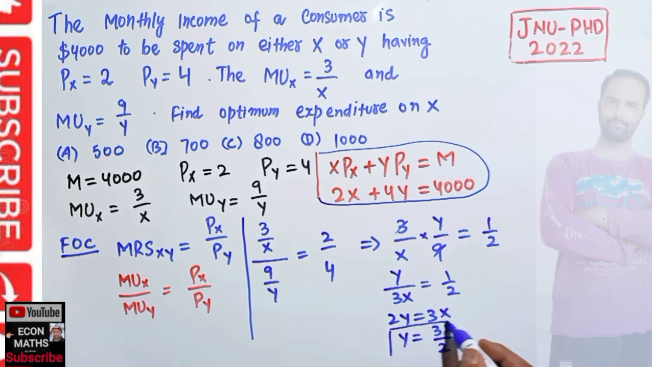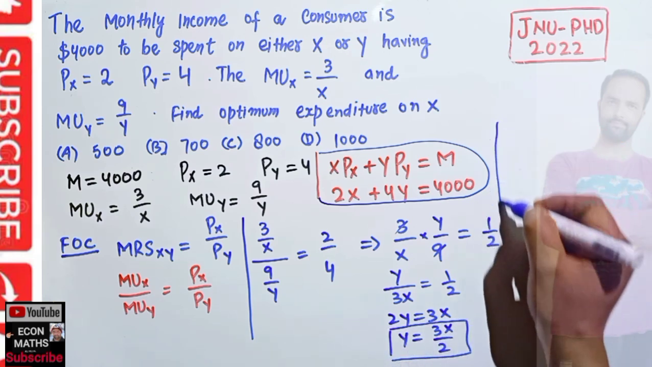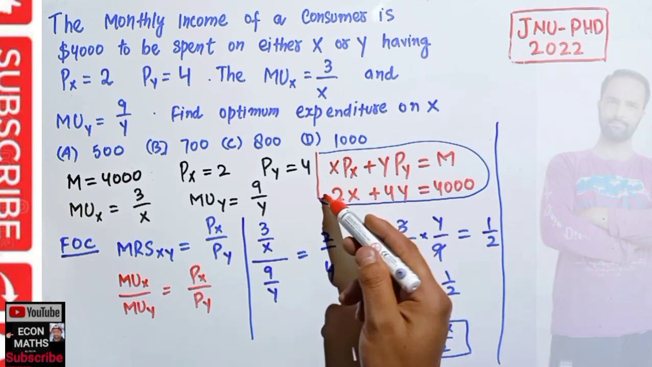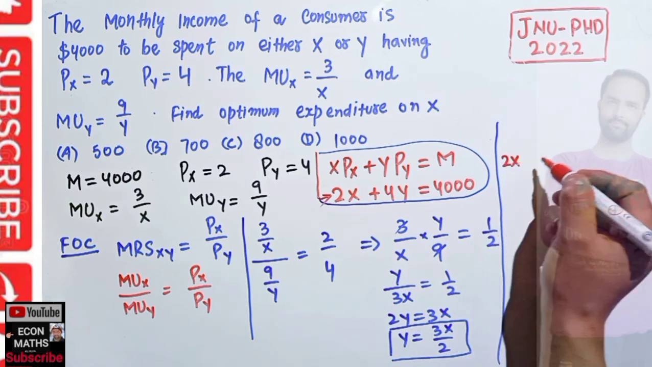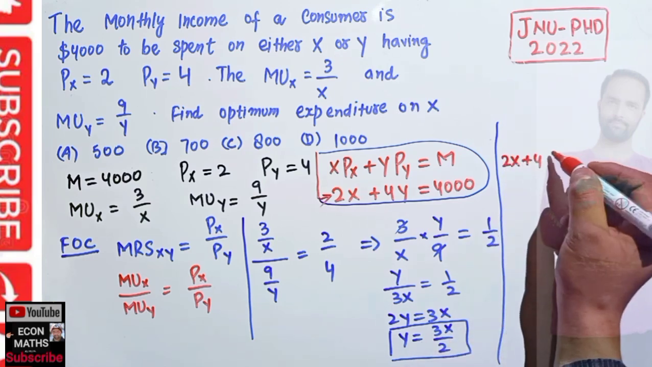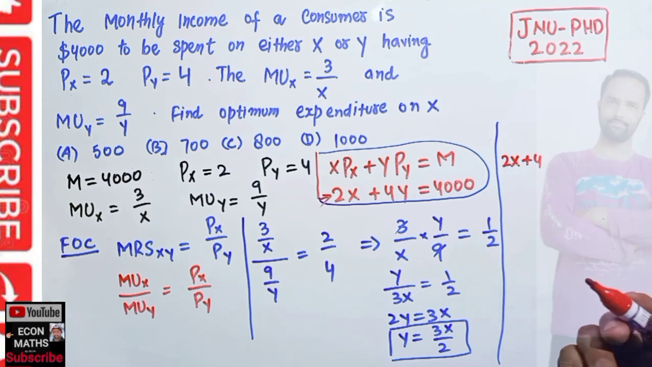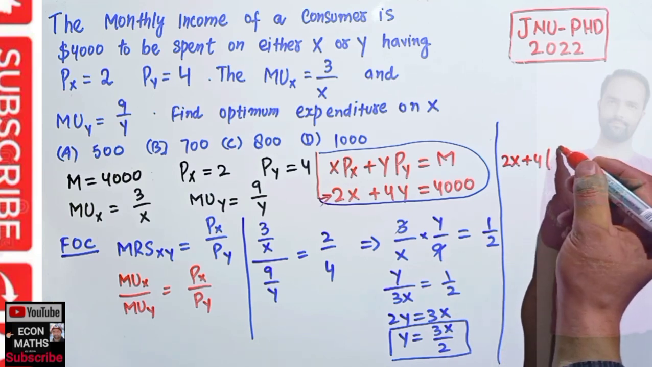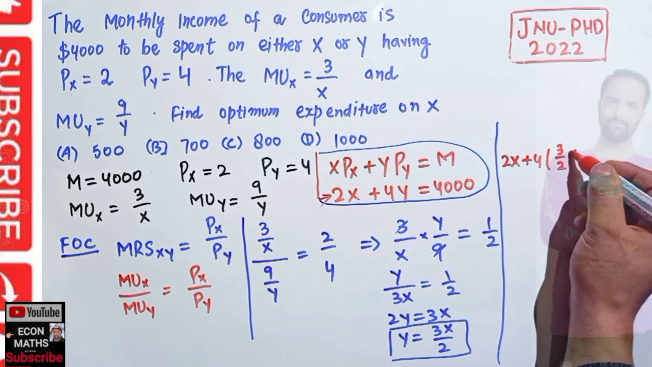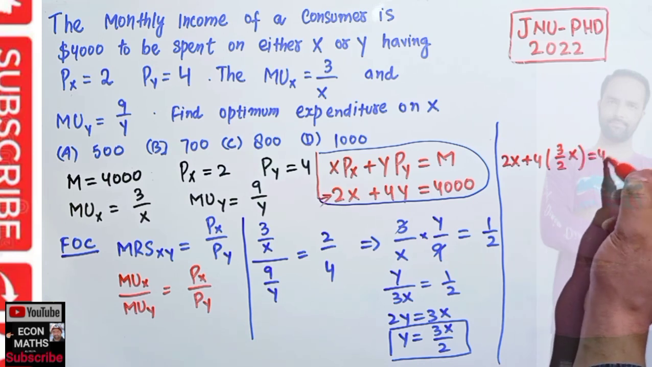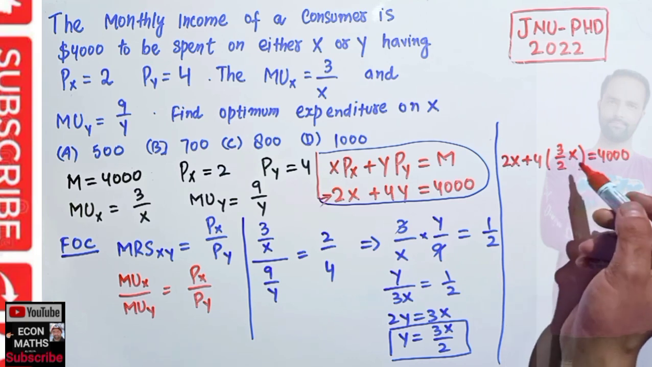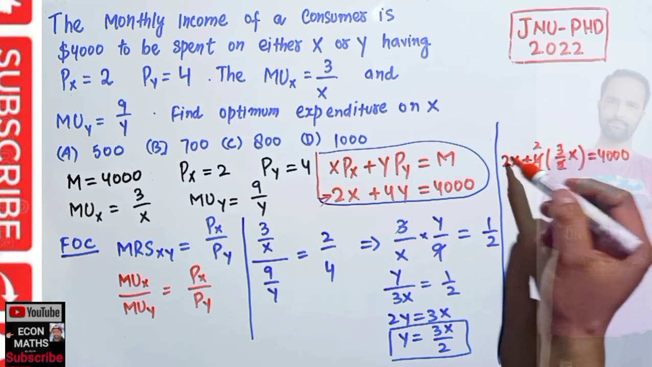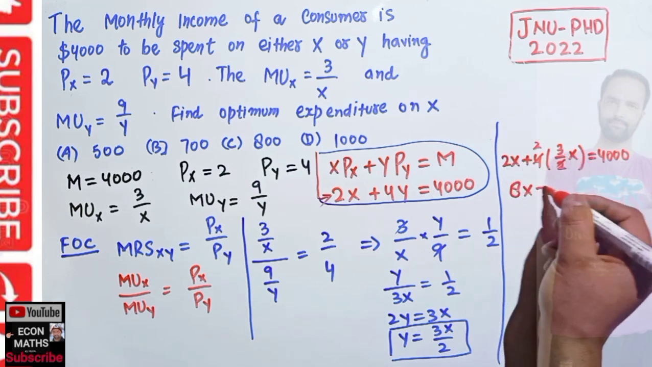Now we need to plug the value of Y into the budget constraint to get the optimum value of X. So you simply plug Y is equal to this into the budget constraint. So we have 2X plus 4, in place of Y we have 3X upon 2. I hope I am making the calculation right. Should be equal to 4000. So here 2 ones are 2, 2 twos are 4, so this is 2 threes are 6. 6X plus 2X is 8X. So 8X should be equal to 4000.